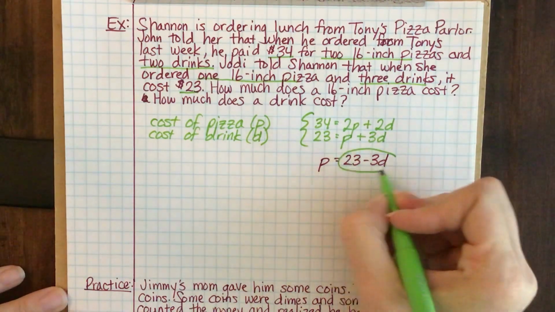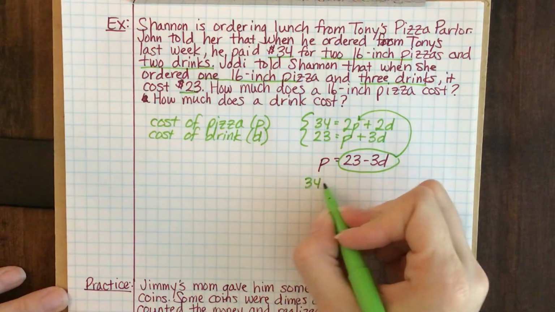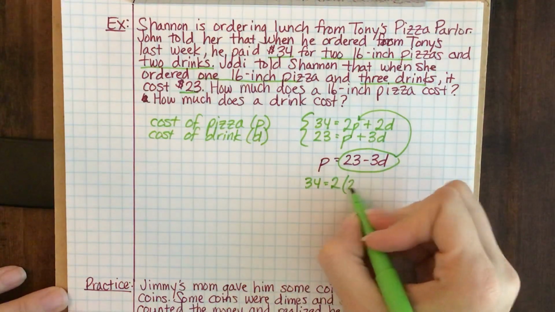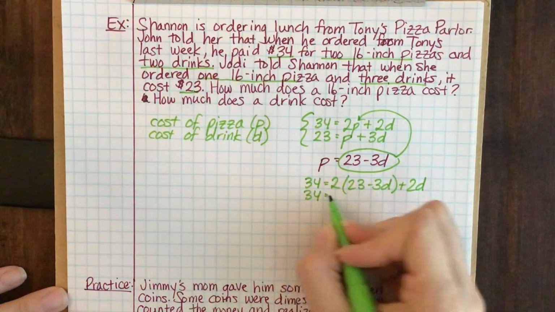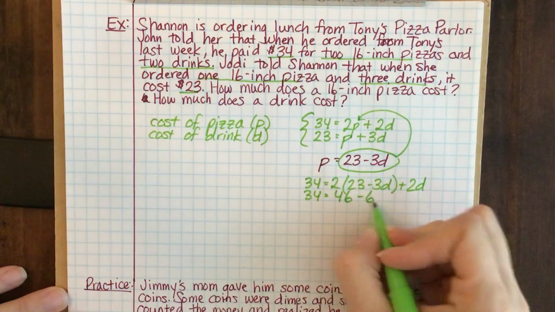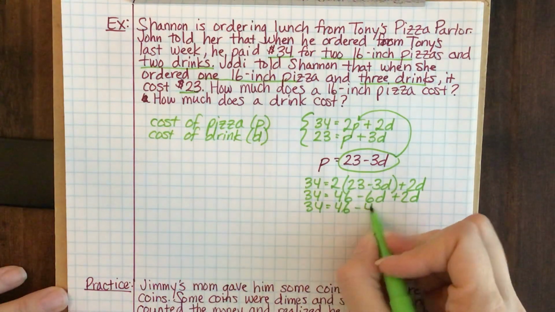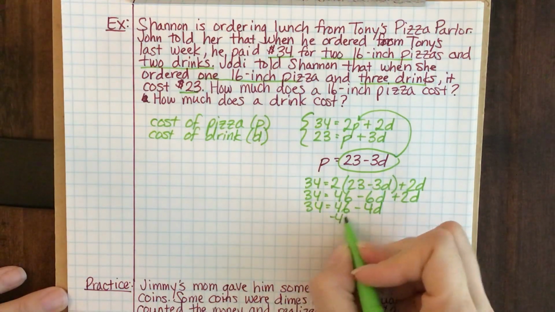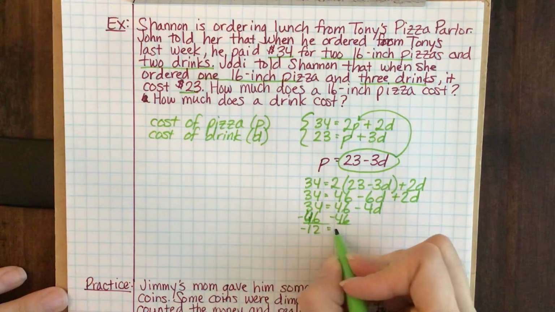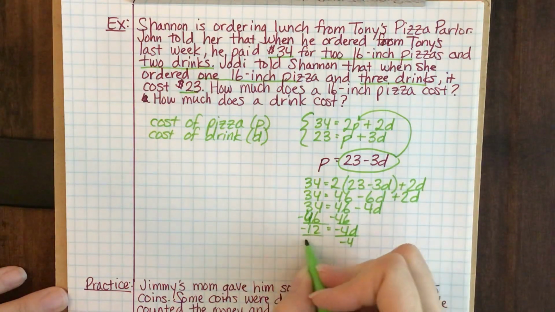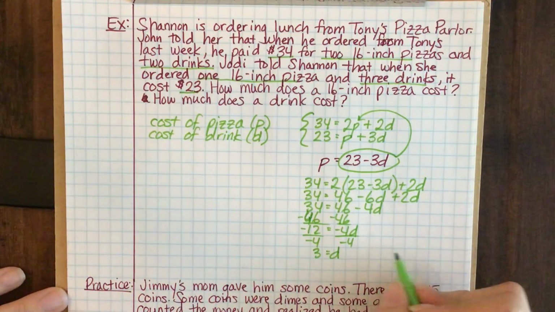Now I'm going to take what I know P to be, and substitute it into this equation. So 34 is equal to 2 times this whole thing, 23 minus 3D, plus 2D. Go ahead and distribute. Okay, we're going to combine like terms. So this will be negative 4D plus 46. Subtract 46 from both sides, and this is going to be negative 12 is equal to negative 4D. Divide both sides by negative 4, and I get that 3 is equal to D. What that means is that drinks are $3.